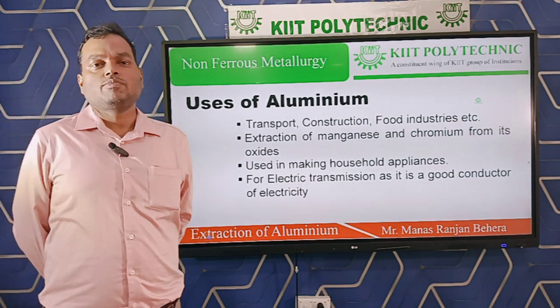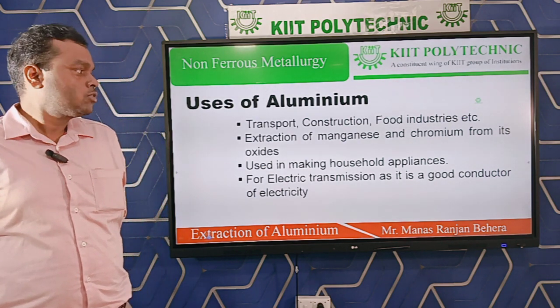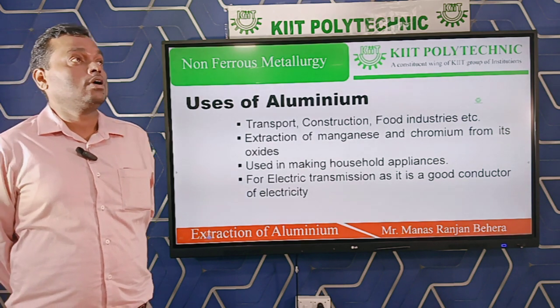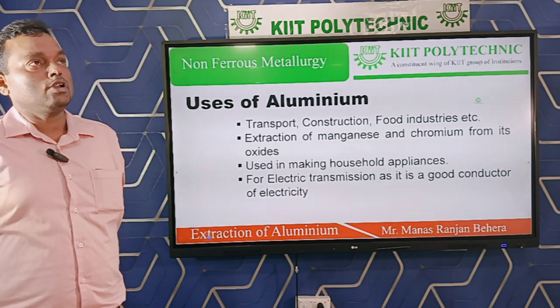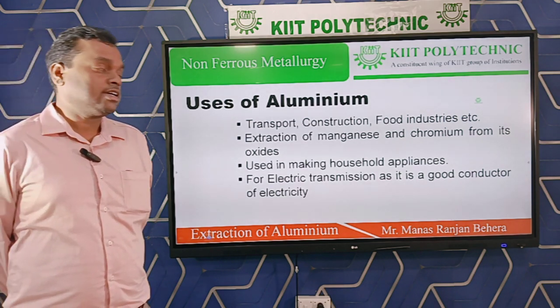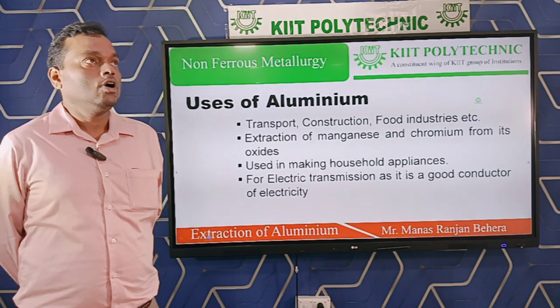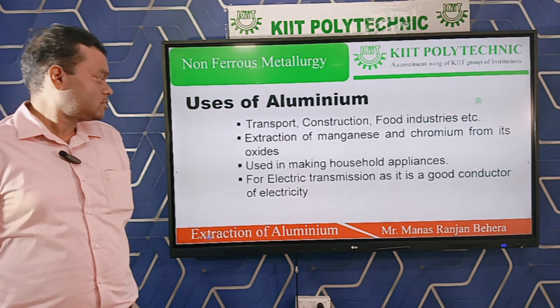Then comes electrical transmission. For electrical transmission, aluminum is the most important metal because it is a good conductor of electricity. In comparison to copper, aluminum is a very good conductor of electricity and it is also a low cost metal as compared to copper. So we use aluminum in our electrical transmission lines.